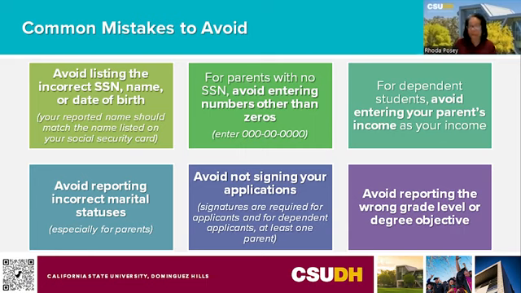Okay, and then lastly, avoid reporting the wrong degree program. Sometimes that could hold up processing. So if you're an undergraduate student working on your first bachelor's degree, you don't want to report on the FAFSA that you're going to be pursuing a master's degree. Okay, that will hold up processing because there's a mismatch between degree objective.